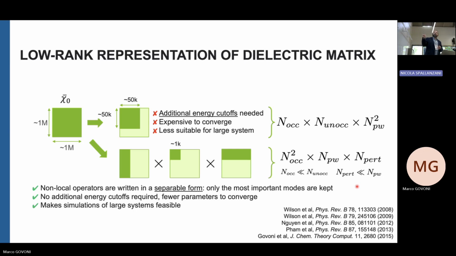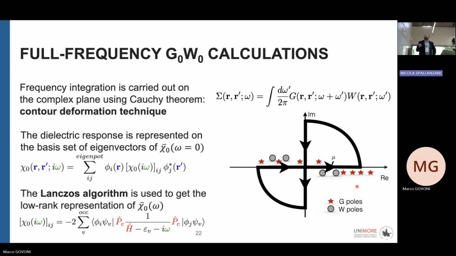So we have also reached a separable form for this matrix, which is important for scalability. And we can easily apply the full frequency integration for GW. So this is the self-energy, and you need to evaluate this integration from minus infinity to plus infinity. So from here to here. Using Cauchy's theorem, you invent this contour deformation technique, and you just have to evaluate this integration along the imaginary axis, where both G and W are smoother because you are moving away from the poles of these functions.